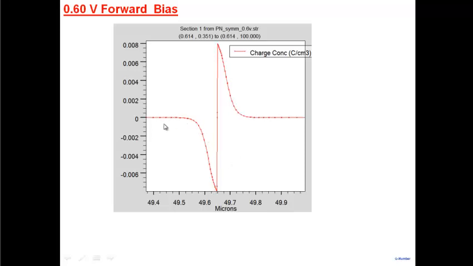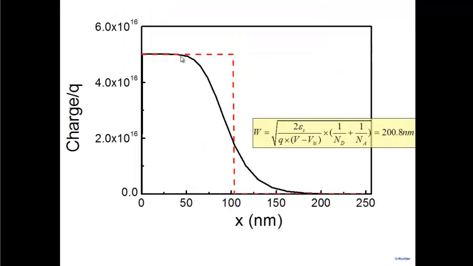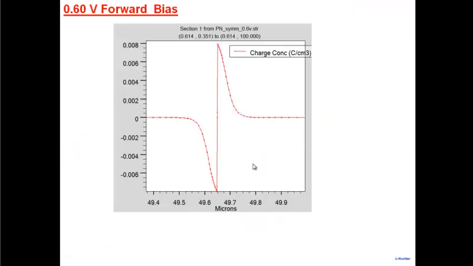What has happened? Because you're in forward bias, the depletion width reduces here. As the depletion width reduces, if you go back here, this constant region that you see here has become negligible. And then all that you're left with is this transition region here at 0.6 volt, and you hardly see a constant region here.